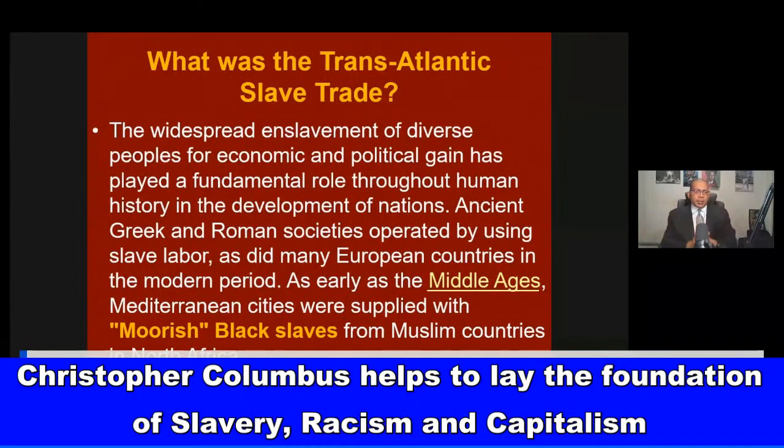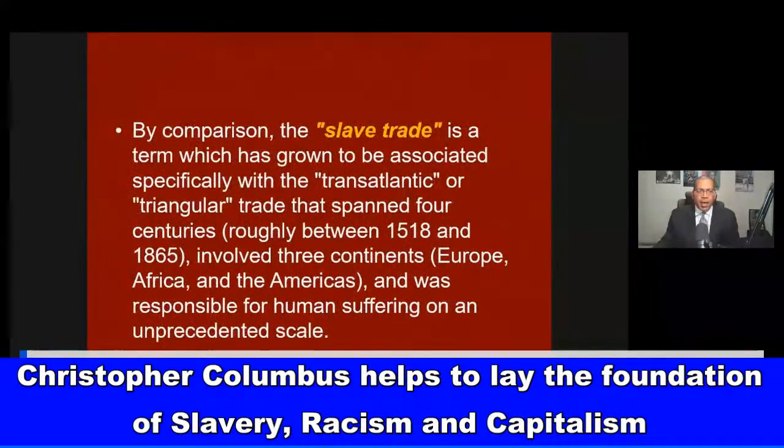Now, what was the transatlantic slave trade? And how is this different from the slave trade? The widespread enslavement of diverse peoples for economic and political gain has played a fundamental role throughout human history in the development of nations. Ancient Greek and Roman societies operated by using slave labor, as did many European countries in the modern period. As early as the Middle Ages, Mediterranean cities were supplied with Moorish black slaves from Muslim countries in North Africa.